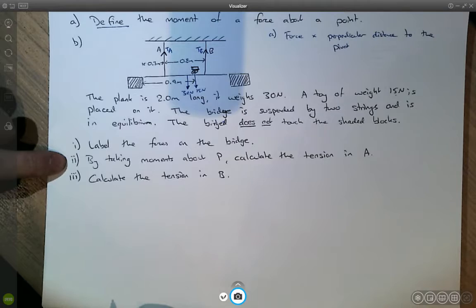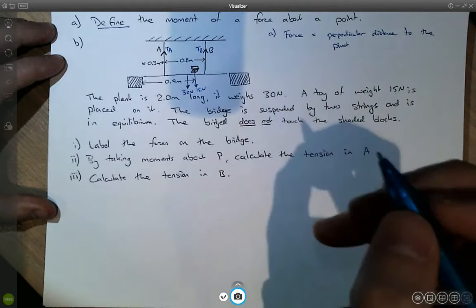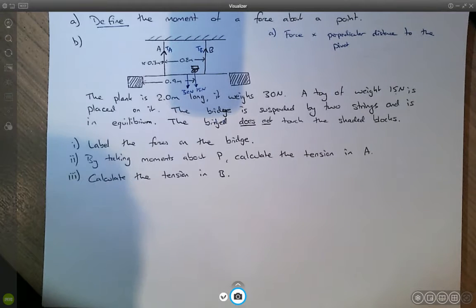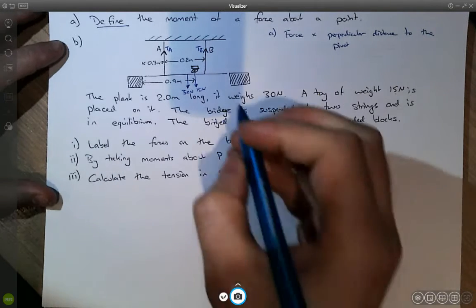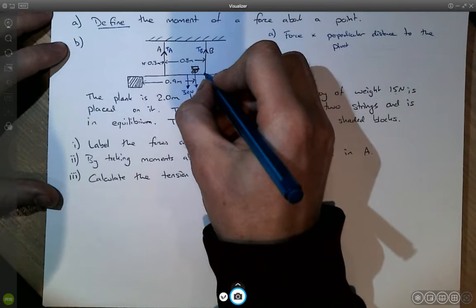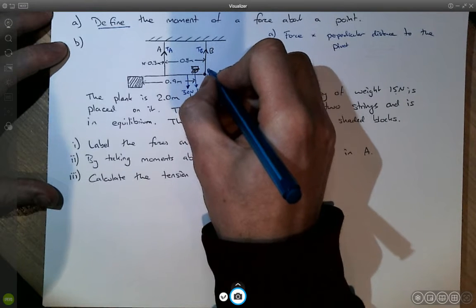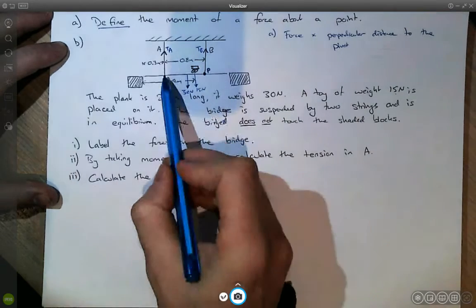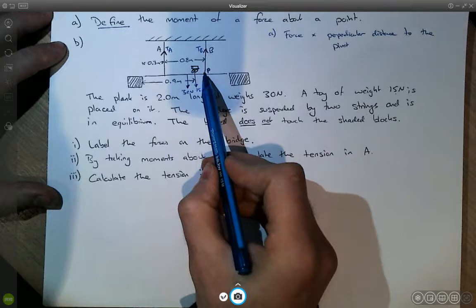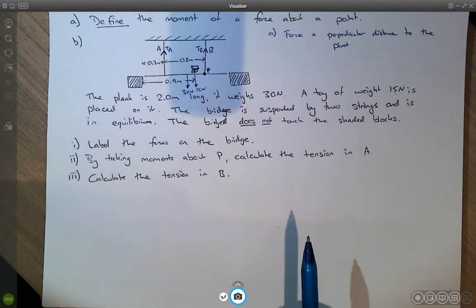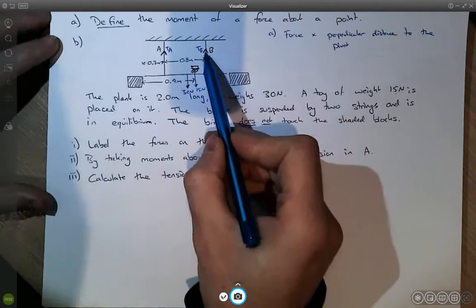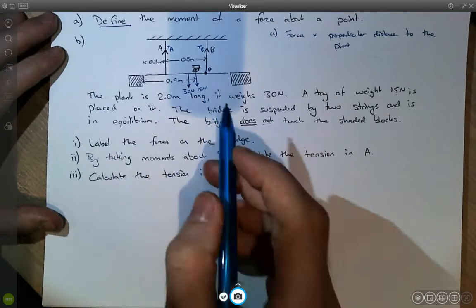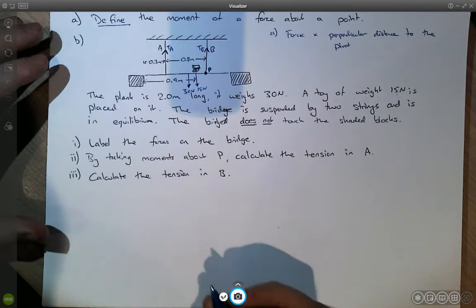Part (ii), we're going to be taking moments about P. And I stupidly left off point P from the diagram. So bonus points if you figured out that point P has to be here. If we want the tension in A, then the quickest and easiest way to do this is to take moments about point P here, because then we eliminate the tension B because there is no moment. So it's in equilibrium, so we know that the clockwise moments are balanced by the anti-clockwise moments.